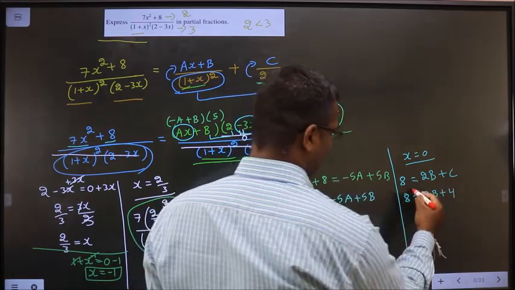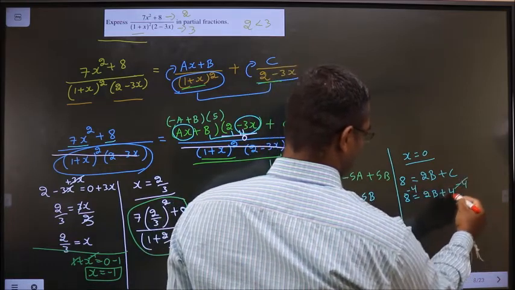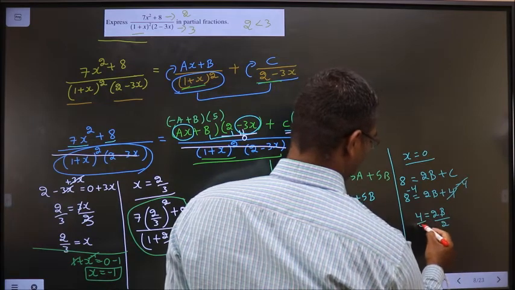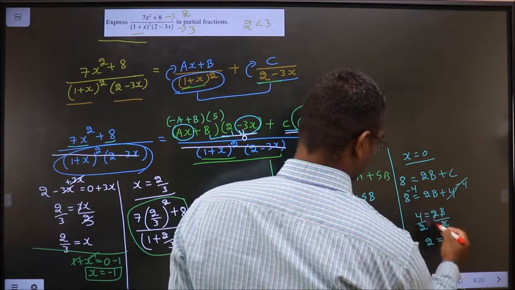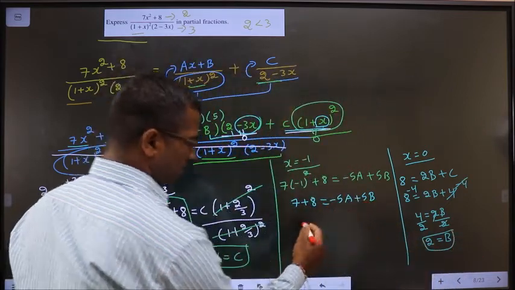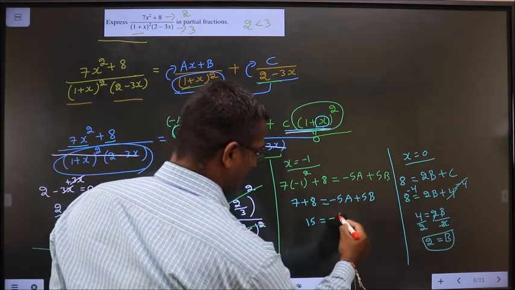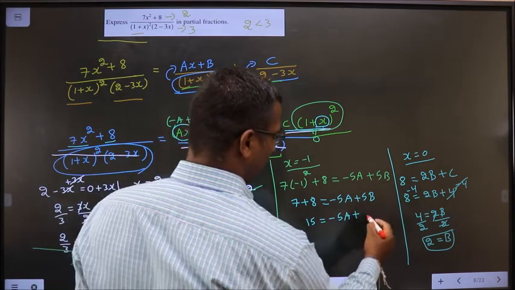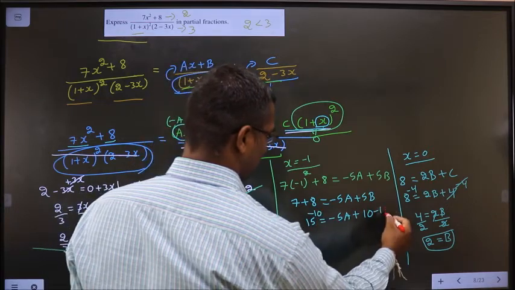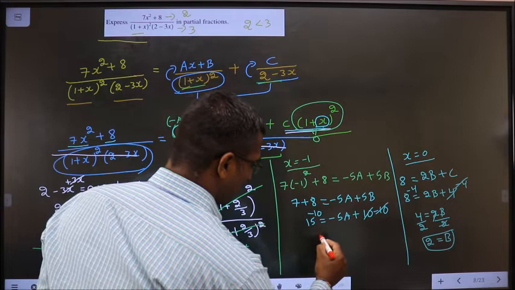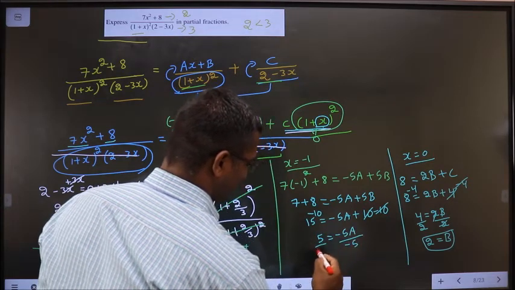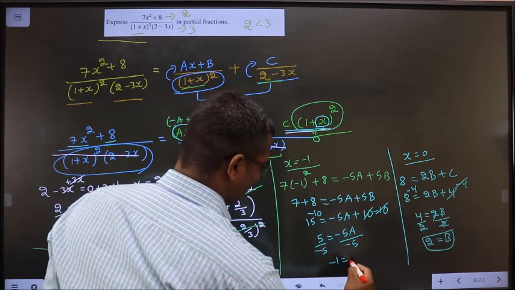Now subtract 4 on both sides. This cancels out, 4 equal to 2b. Divide by 2. So 2 equal to b. Replace b equal to 2 over here. So here 15 is equal to minus 5a plus 5 into 2 is 10. Now subtract 10 on both sides. So this cancels out, 15 minus 10 is 5. 5 equal to minus 5a. Now divide by minus 5. So you get minus 1 equal to a.